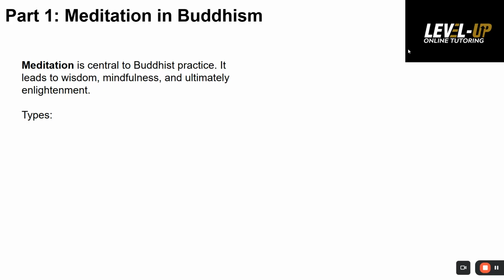Now, there are different types of meditation. The first one is samatha, this idea of calming the mind. If you sit still and just focus on your breathing, the idea is that you can remove all of the thoughts in your head and clear it out completely. This is really useful because it helps you stay calm in situations where you might be stressed.